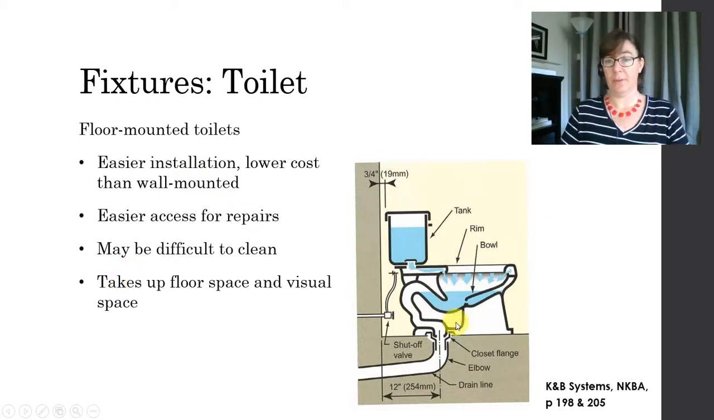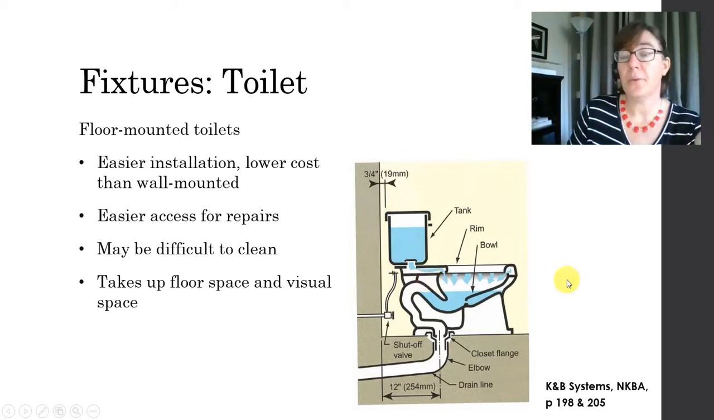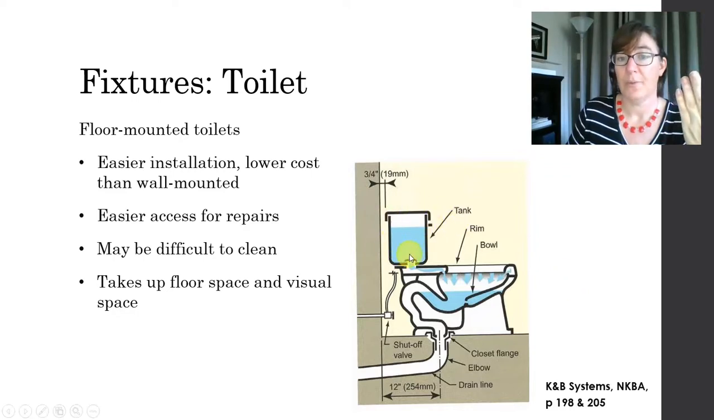And if you notice this, here's your bowl, well, you lose this whole piece of floor space. That's what we're talking about by including that tank. So here's what a floor-mounted toilet looks like, kind of in section. We've got our tank where the water is held, and here's our bowl. Okay, the water comes up.